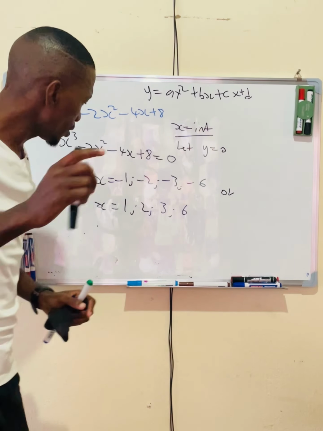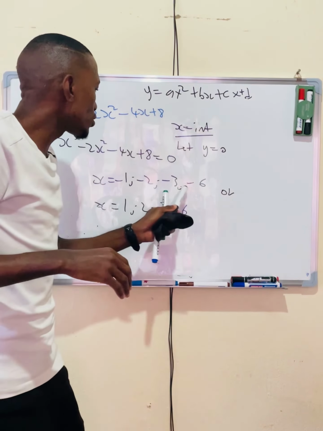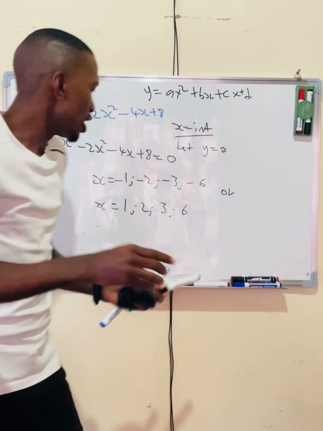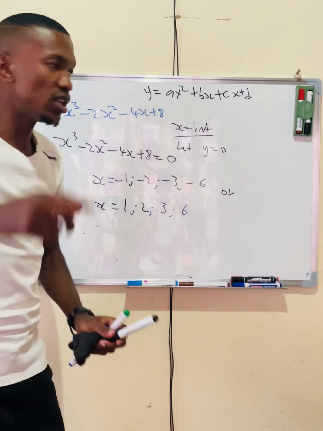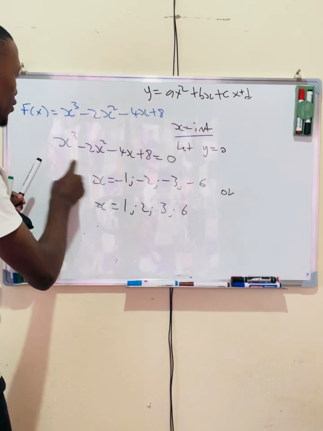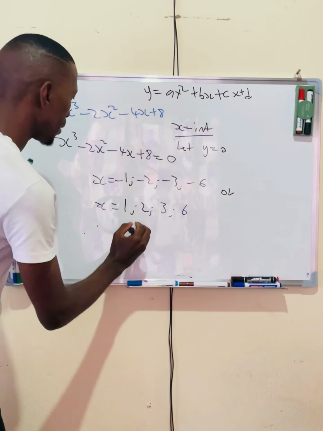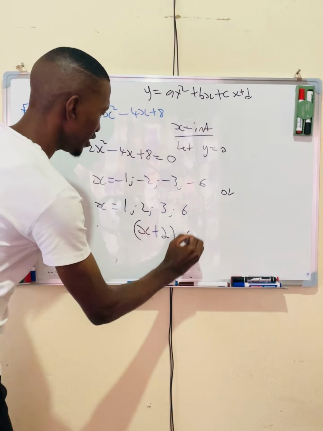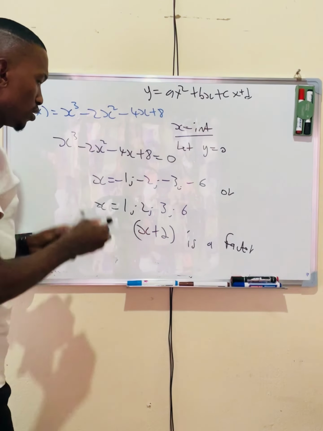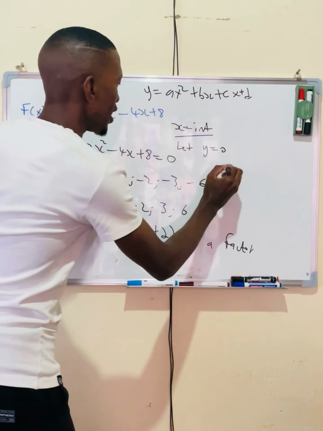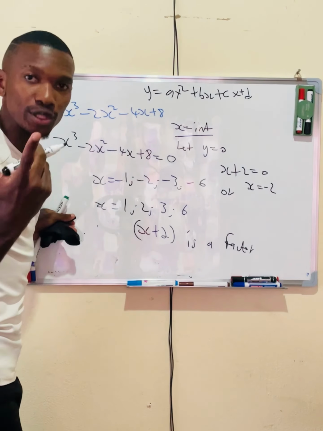Are we together? Okay, fine. All of these values are negative. If you plug in all of the negative values and none of them gives you 0, you come and check that one of the positive values must give you 0. If it gives you 0, it's a factor. So let me show you guys. If I plug in -2 here, it's going to be a factor. So I'm going to say x plus 2 is a factor. Do you know why I say x plus 2? Because x plus 2 equals 0, then x equals what? -2. That's how we do it.